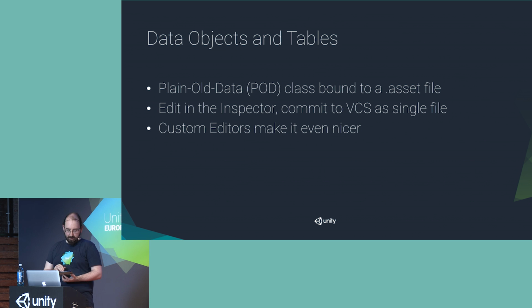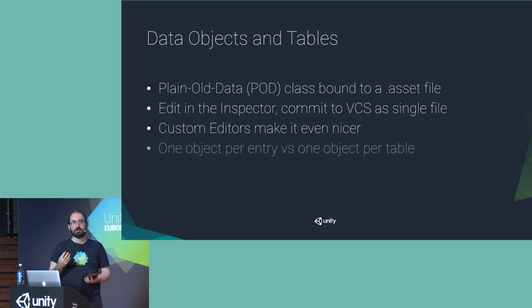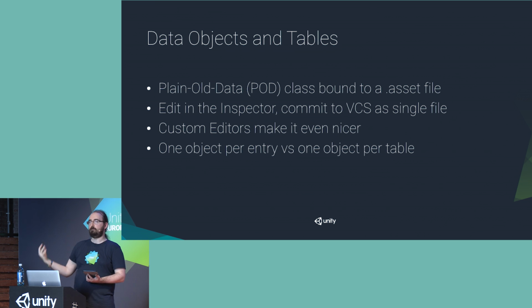You've got to make some decisions, like, for example, do you want to have one ScriptableObject per entry in your set of data, or are you going to have one for the entire table of data? If you're making, for example, a string table for localization, you probably don't want to have an individual asset for each and every string. But if you're making something like enemy templates, then maybe you want to have a separate asset for each enemy template. It's going to depend very much on your project, exactly what the right call is.